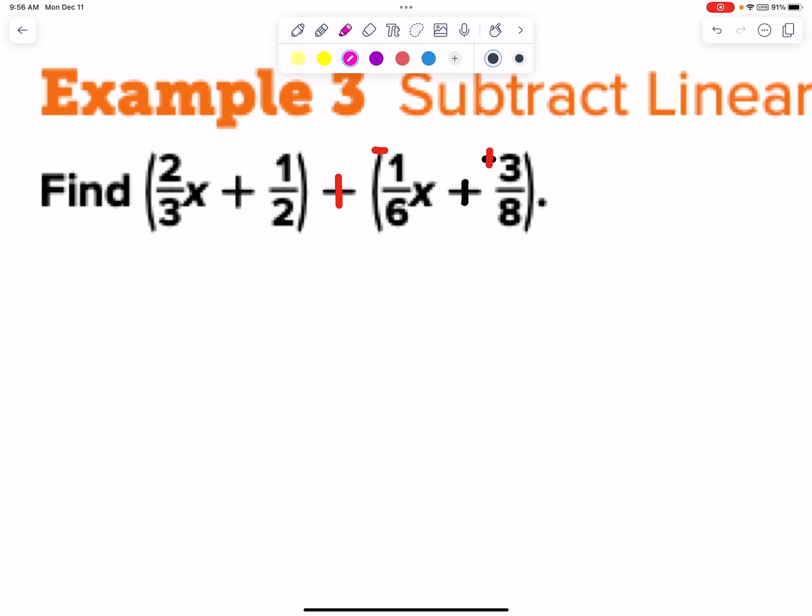Okay, now let's highlight and combine like terms. So we have an x club, and we have our constant club. Oops, too much. There we go. That's all I need. All right, let's start combining here.